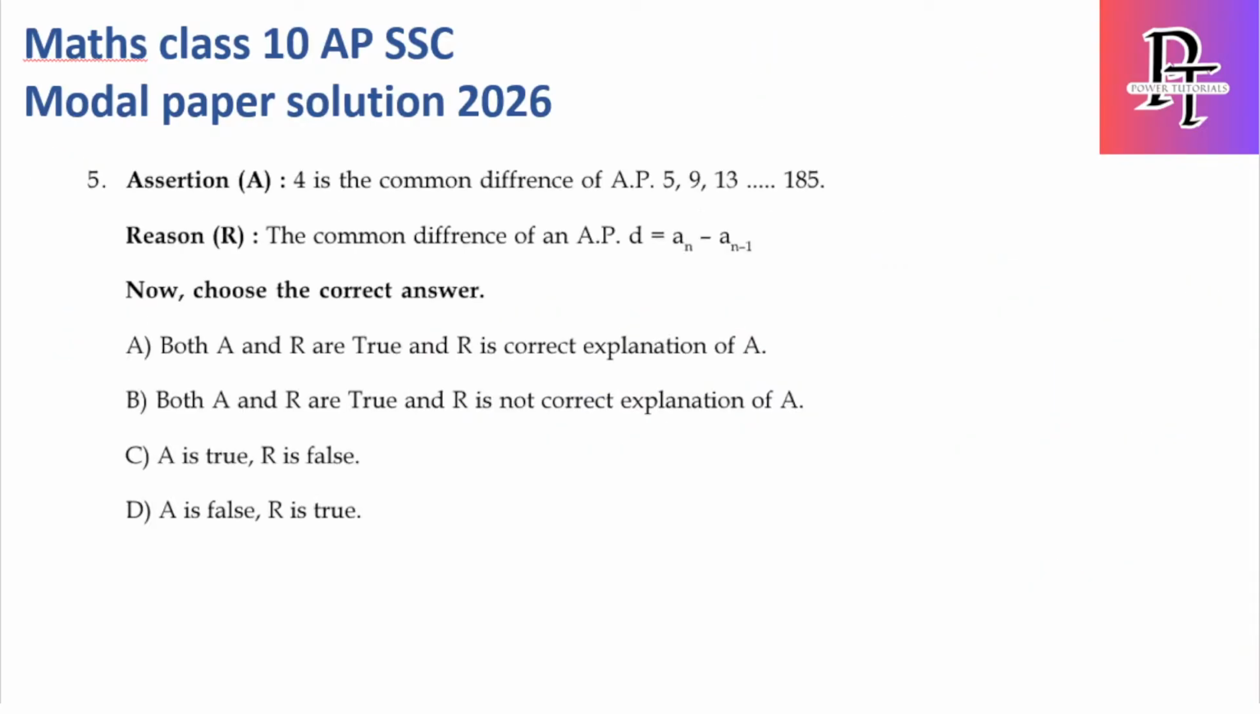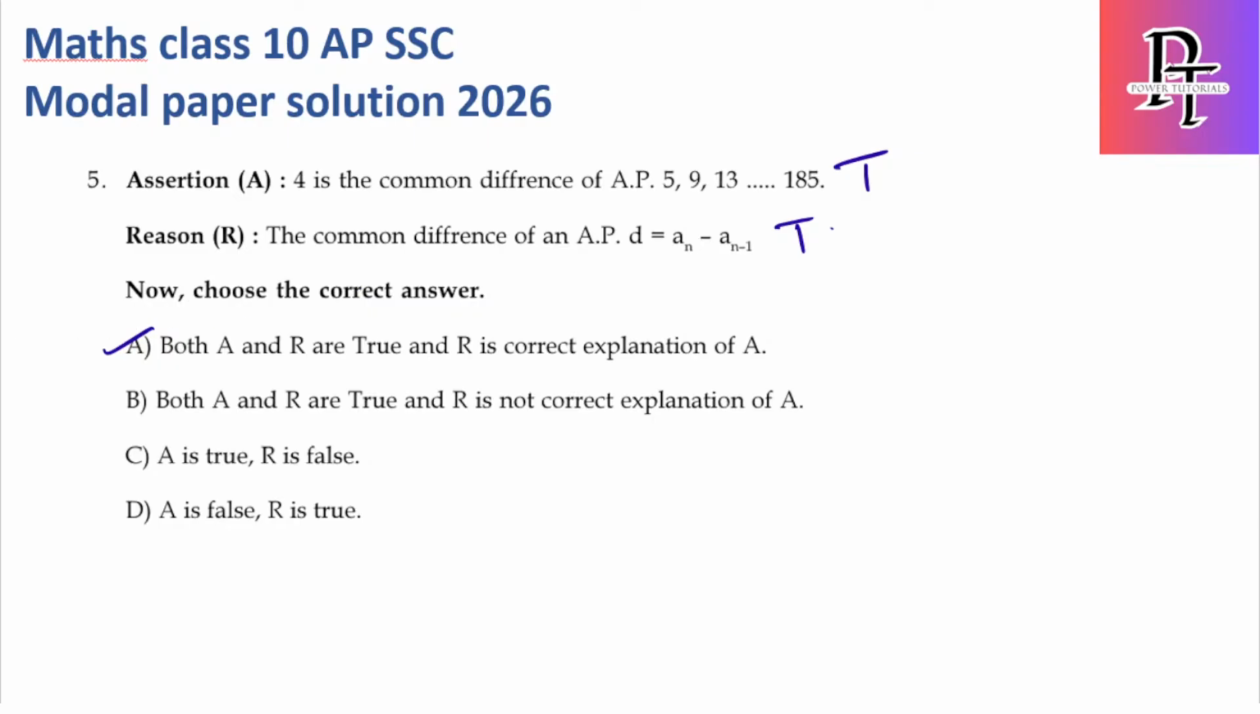4 is the common difference of the AP. Yes, it is correct, because the common difference is nothing but the difference between any two terms. 9 minus 5 is 4, 13 minus 9 is also 4. So this is true. Common difference is a(n+1) minus a(n). Yes, this is also true, and this is a correct reason. So both are true, and R is a correct explanation of A. So this is an assertion reason type of question, where we'll be having two statements, assertion and reason. In the assertion they will give you a statement, and in the reason they will tell you how the assertion is correct.